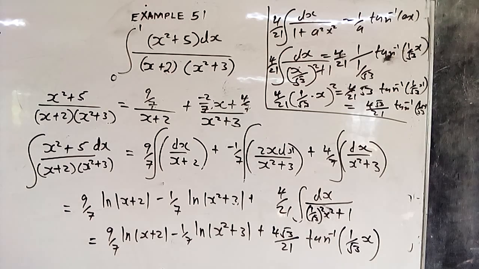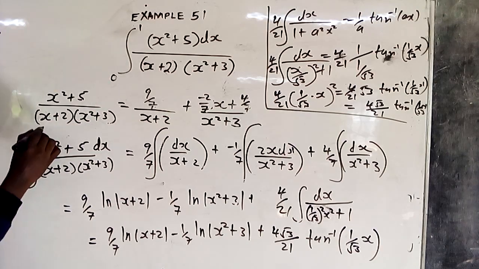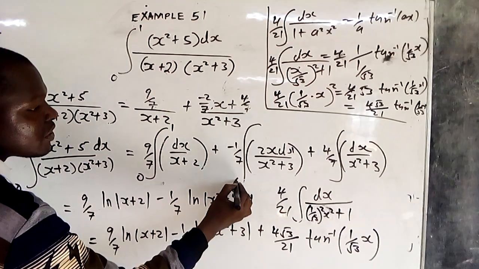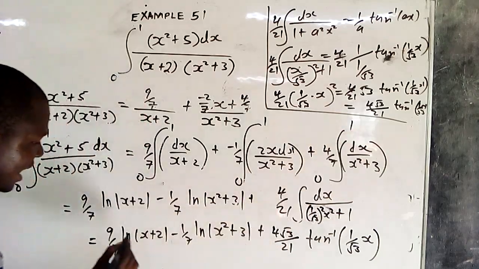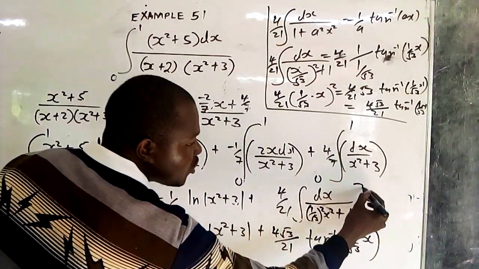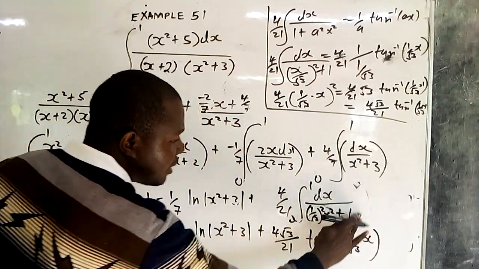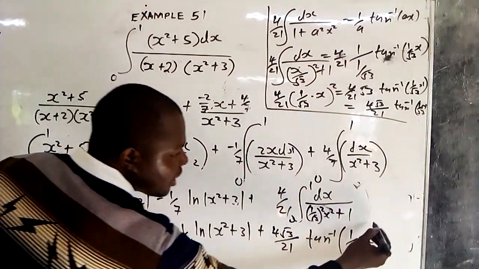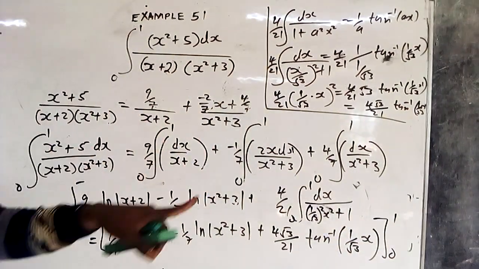What we got that? So from there, you simply introduce the limits. The limit is from 0 to 1, so you put your limits everywhere, 0 to 1, 0 to 1, 0 to 1, then at the end, you put your limit 0 to 1. Solve that problem.